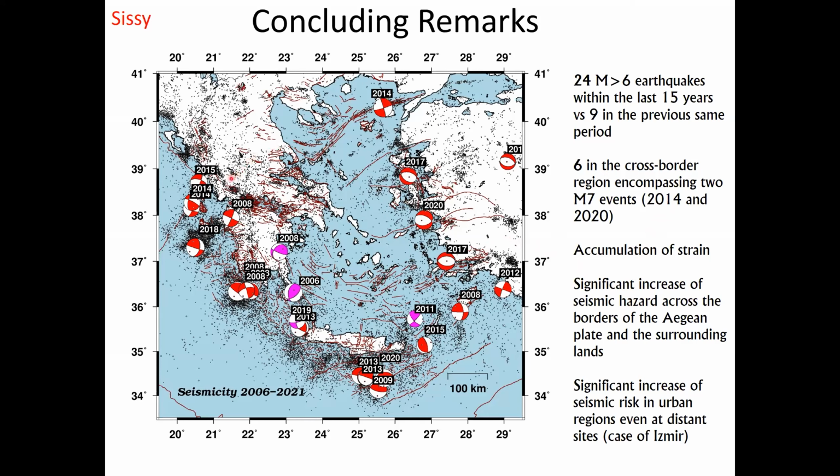Because there is a chance all around the Aegean plate for an earthquake anytime, anywhere. And the risk is increased when the earthquake is close to an urban, densely populated area. So with these concluding remarks, I'm sorry I didn't have time to show the finite fault models, which are very crucial for the engineering community. I will pass the floor. If there are any questions, we will be happy to answer.